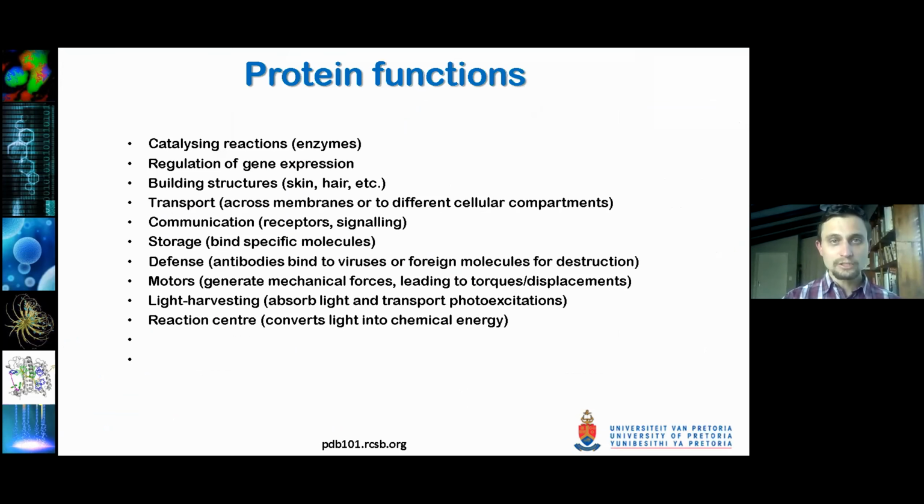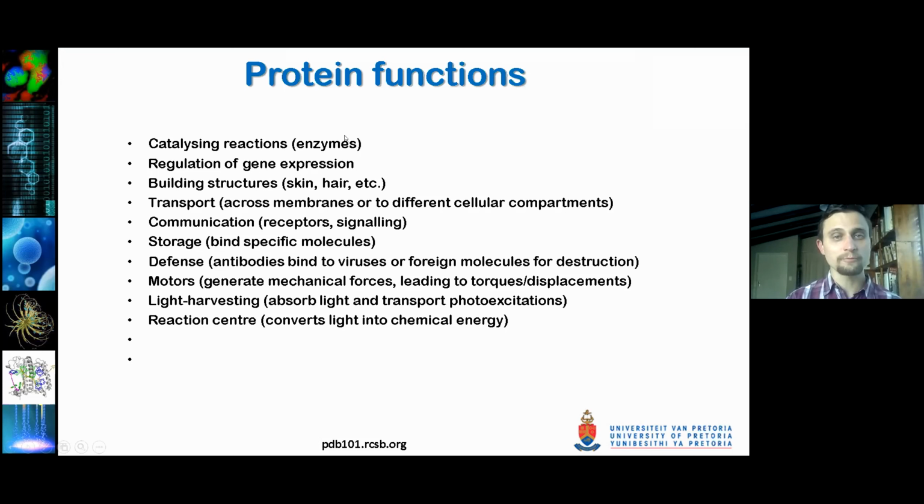Okay, basically in the last part of this lecture, I'm going to focus on a few protein functions. So proteins are the workhorses. It means that they need to execute specific functions, and each type of protein has a different function, and there are many, many different types of functions. Here is a list of some of the most important ones, but there are many, many more.